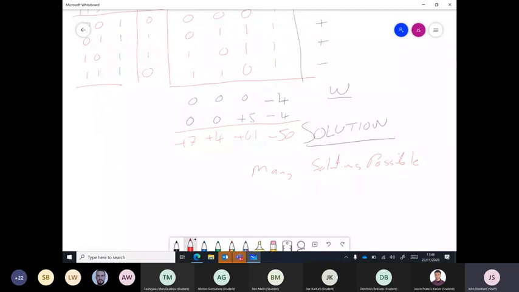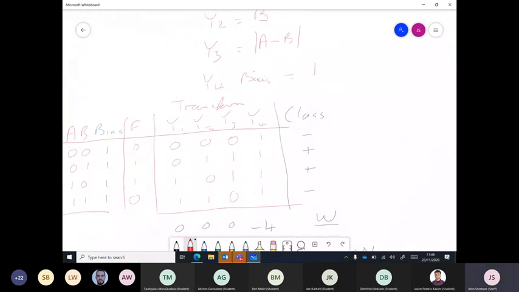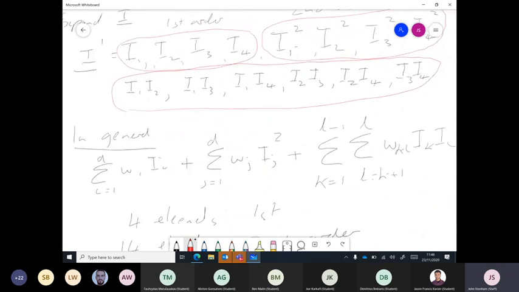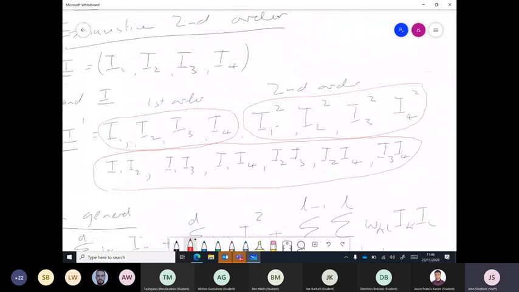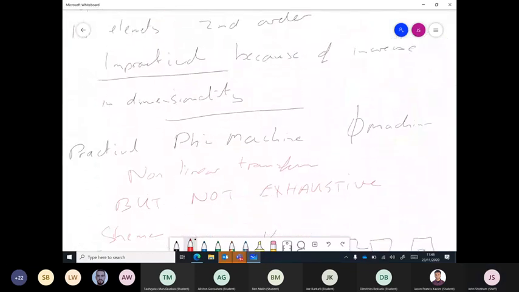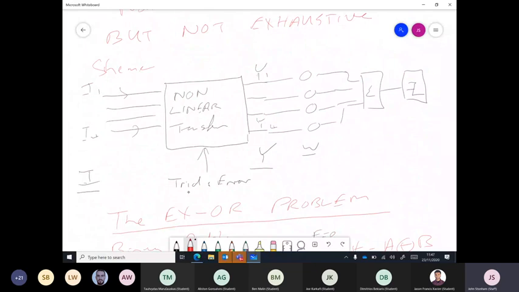Okay, that's fine. I understand and you understand the XOR problem. We are using a certain amount of intelligence to get that nonlinear term. The Phi machine, in principle, is relying on trial and error. Not very satisfactory, not very scientific.